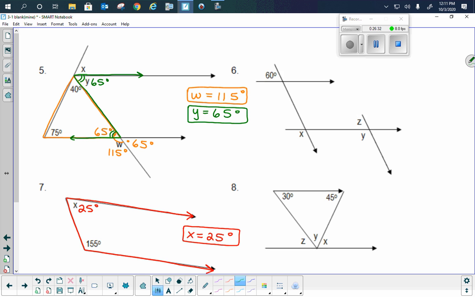And for X, what do I see? I see a couple of things. So let's do old stuff first, maybe. I see that this big purple mark is a straight angle, right? It's a half circle. That means everything that purple mark goes through is supplementary. They add to 180. So I would be saying the 40 plus 65 plus X equals 180. That's an equation that will help you solve for X.